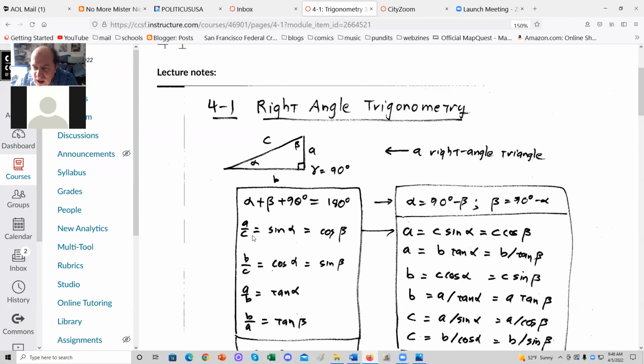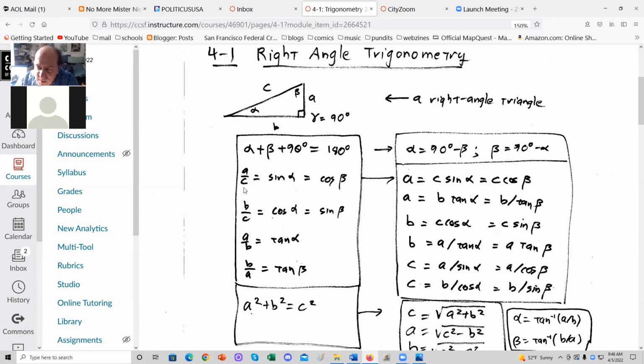From here, you get that A equals C sine alpha, and it's also C cosine beta. And from here, you get that B is C cosine alpha and also C sine beta. Also from here that it's A tangent beta. From here that it's A divided by tangent alpha. From here, you can get, after a bit of algebra, that C equals A over sine alpha and A divided by cosine beta. C is also B over cosine alpha and also B over sine beta.